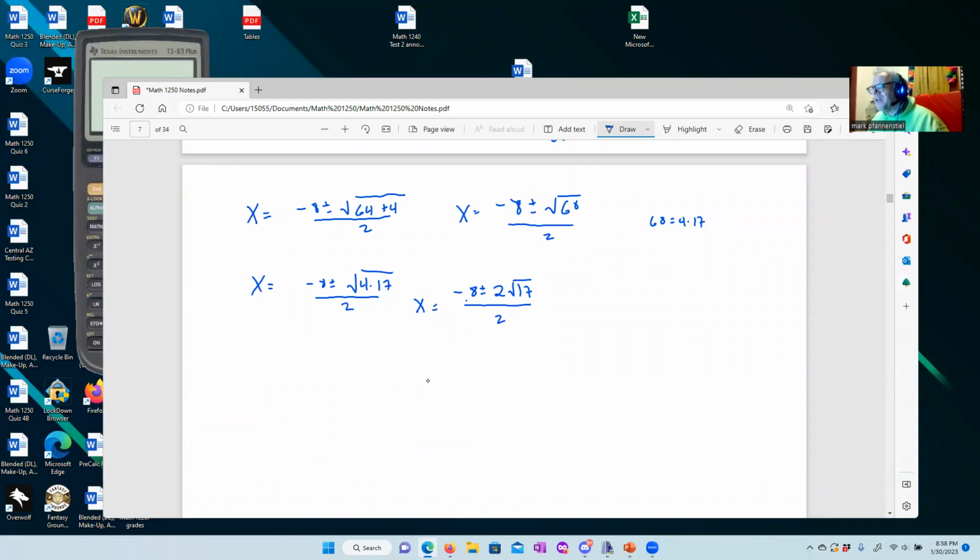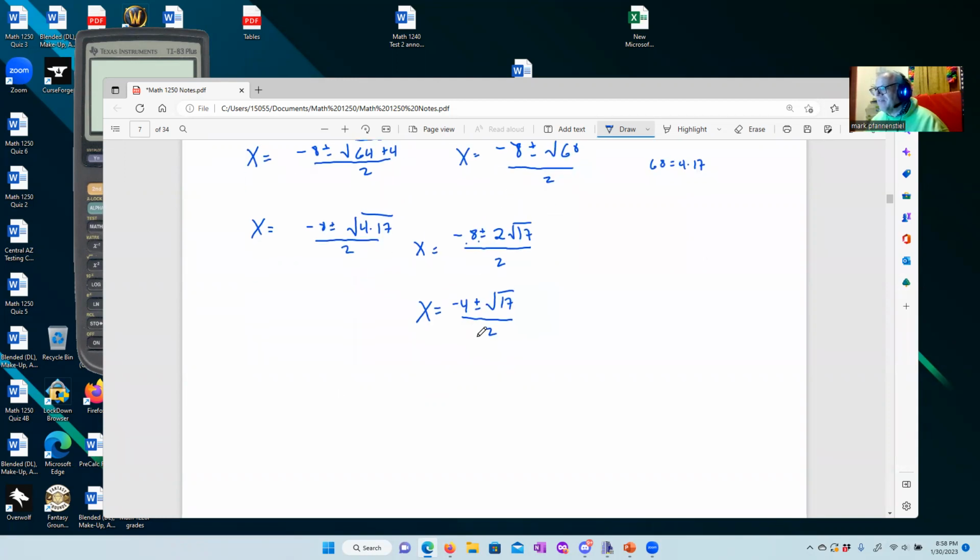So this is x equals. Okay, but don't answer yet. We're not done yet. So this is x equals. What is 8 over 2? It's just negative 4 plus or minus, and the 2 is going to go away with that piece there. Okay, so that's what our answer actually is.